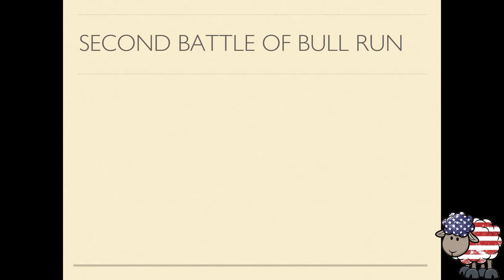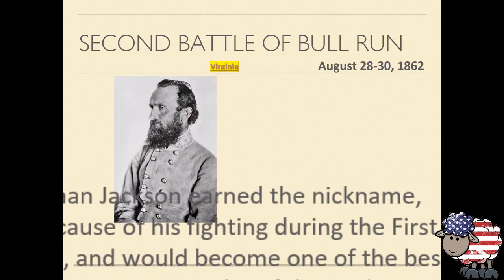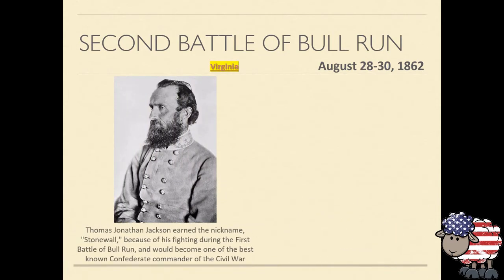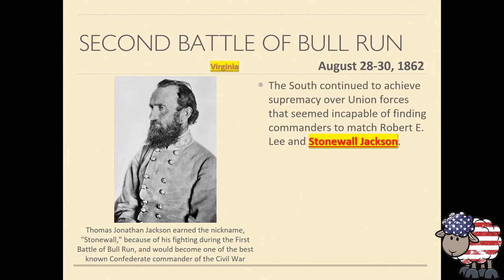Now, there's the Second Battle of Bull Run. It takes place in 1862, so a little over a year after the first one in Virginia. And this is significant because this is when Thomas Jonathan Jackson earns his nickname Stonewall Jackson. He actually earned it during the first Battle of Bull Run. However, he is so significant because he is a very, very competent leader for the Confederacy and is Robert E. Lee's right-hand man.